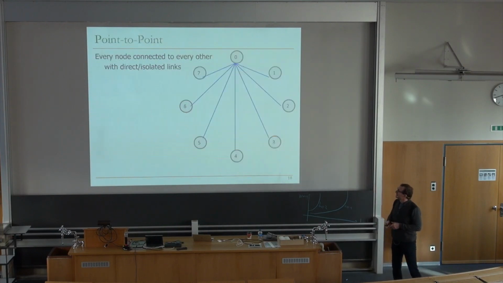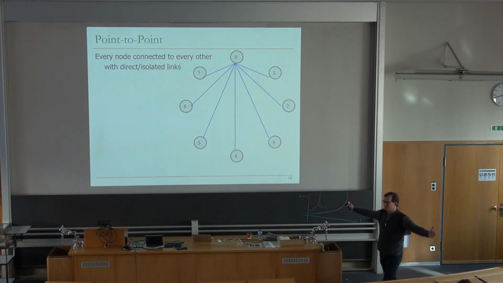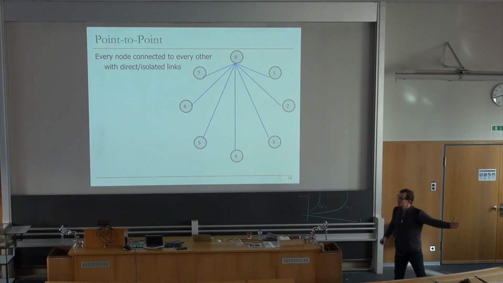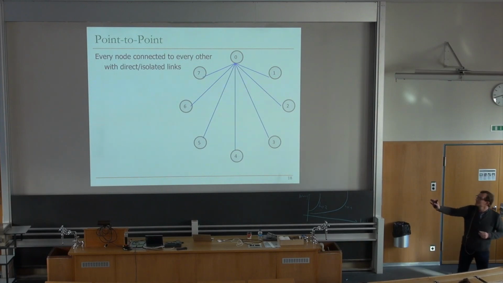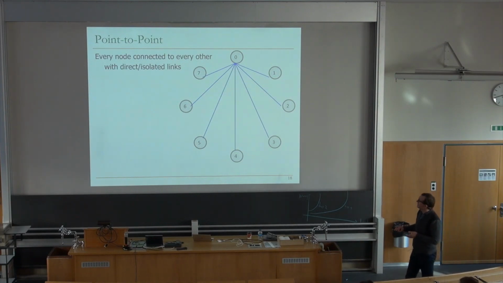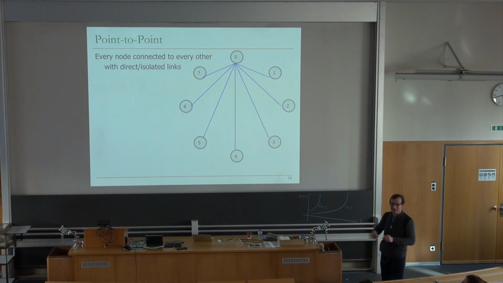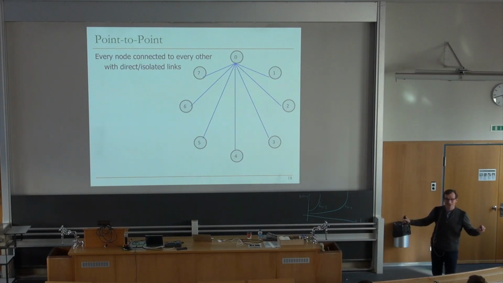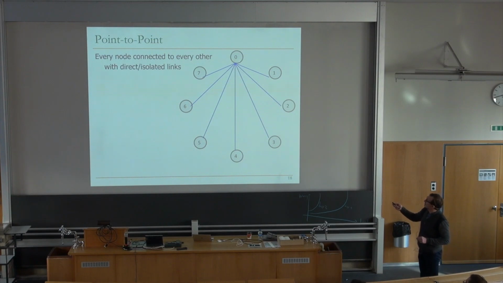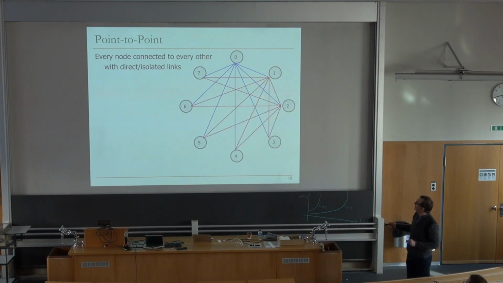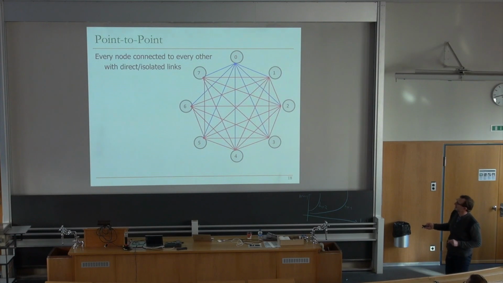Okay, so let's look at the opposite end. So I'm going to start with two opposite ends. Bus is the simplest one. Point-to-point is the most extreme one. Basically, in point-to-point networks, every node is connected to every other directly, with direct links and isolated links. So if the node 0 wants to communicate with node 1, it can go through its own link. And if it also wants to communicate with node 7, it can go through its own link. And other nodes can communicate with each other also. Basically, it looks like this. As you can see, it's pretty expensive.